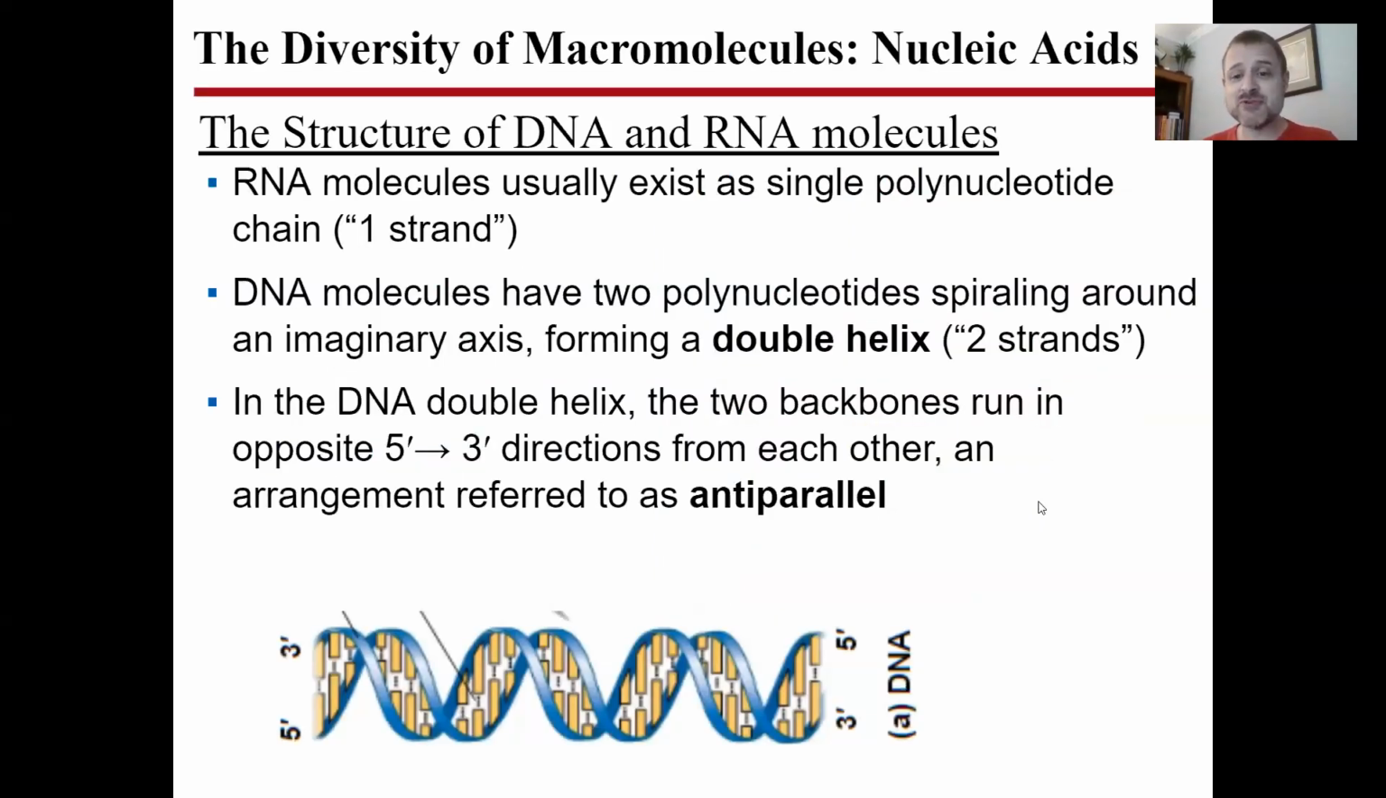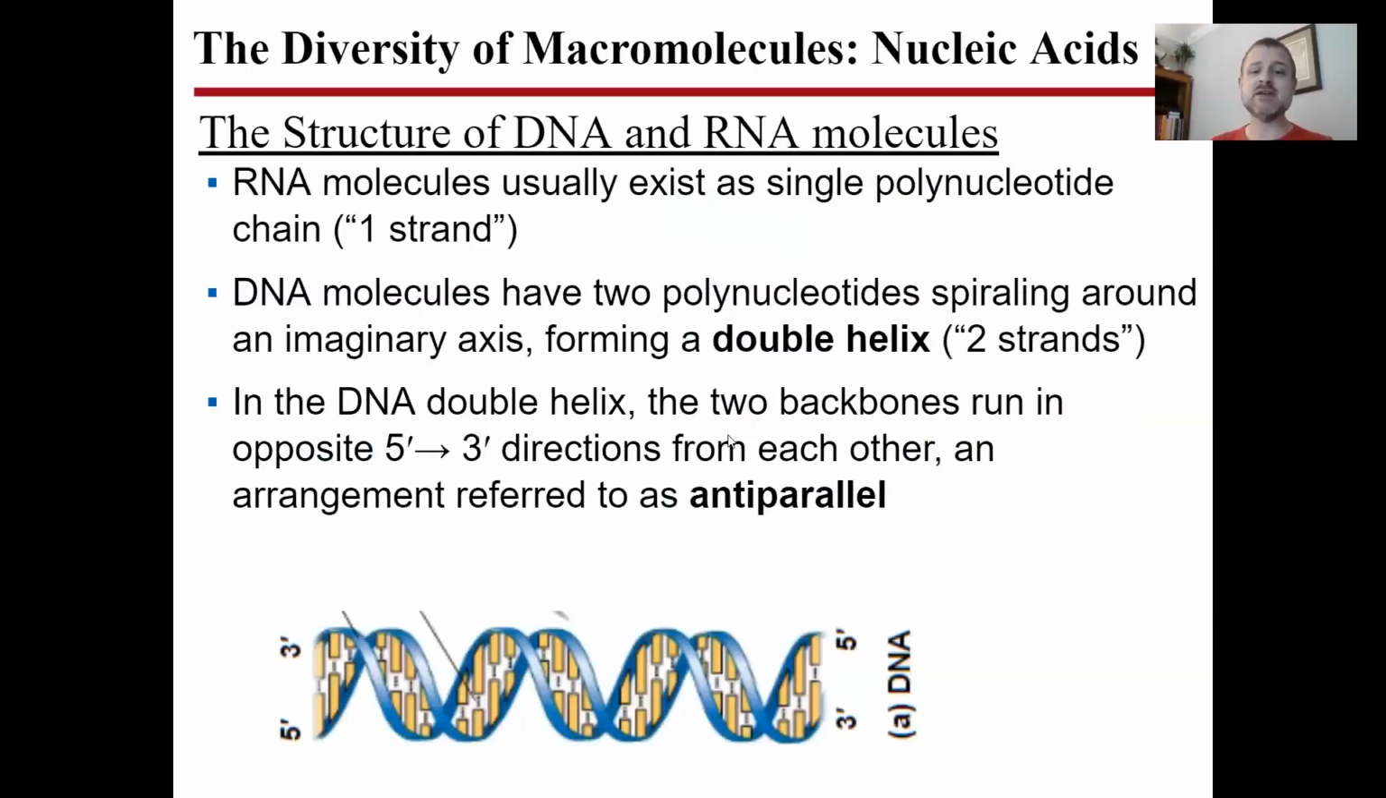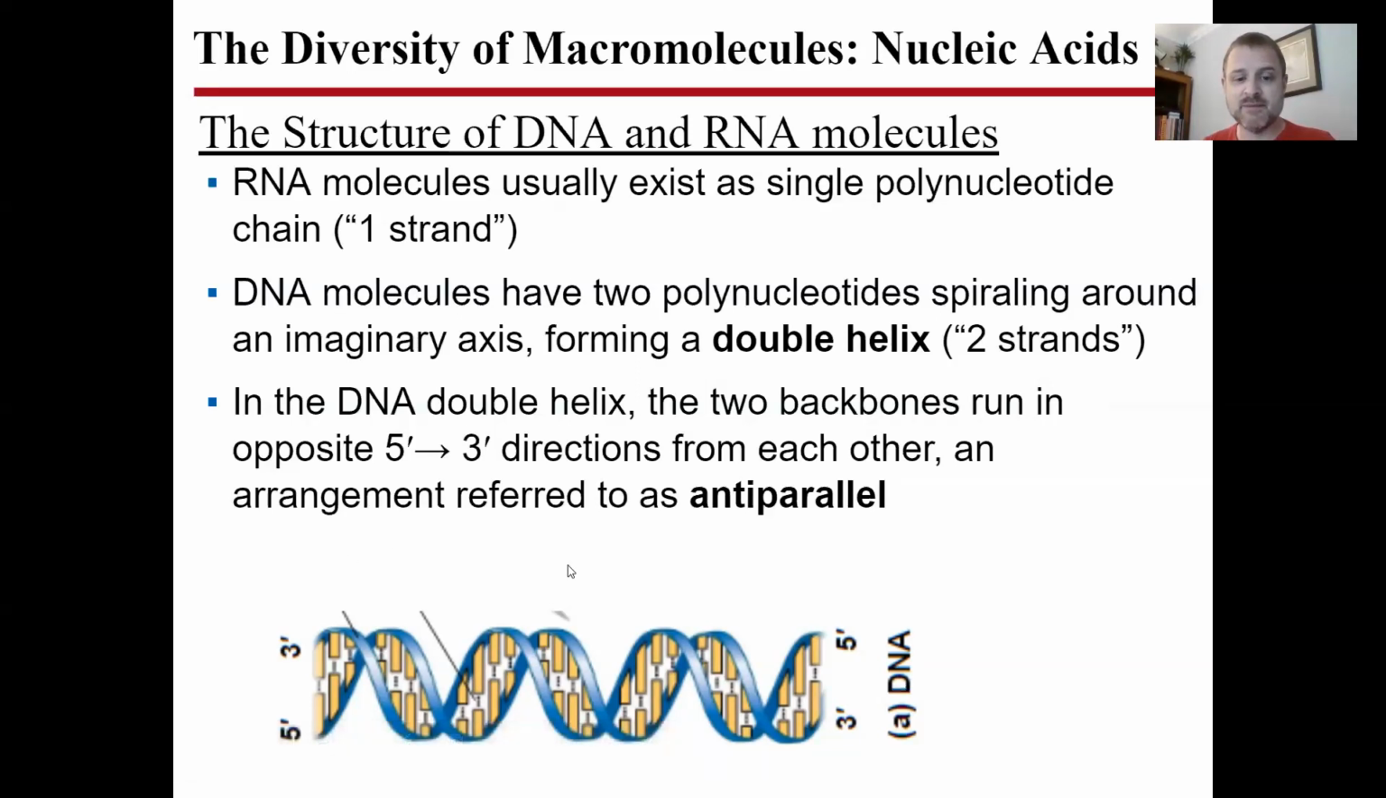RNA is usually a single strand, so this could be a piece of RNA or a piece of DNA. DNA is usually double stranded, so you have two pieces of DNA wrapped around in a double helix, and the two sides are anti-parallel, which means if one goes 5' to 3', the other goes 3' to 5'. You can see in this picture that this first strand begins with the 5' end, and this strand begins with the 3' end. We're going to come back to this when we do DNA, but the term is anti-parallel because they go in opposite directions.